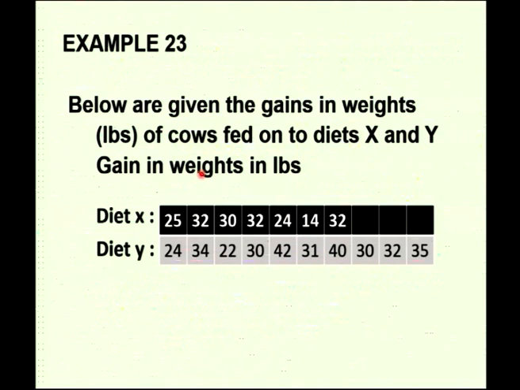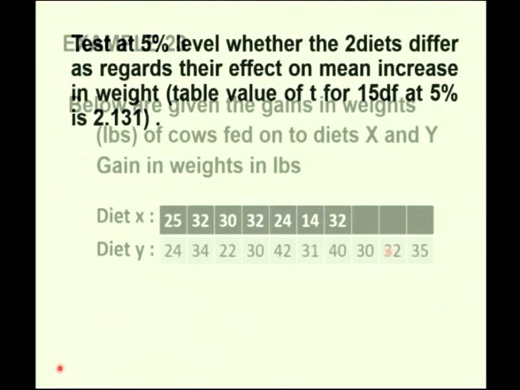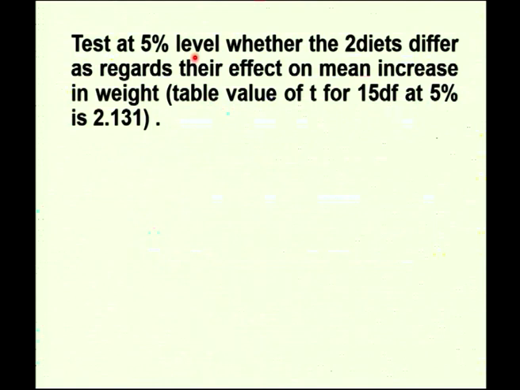Next example: below are given the gains in weights of cows fed on diets X and Y. The gain in weights in pounds for diet X is 25, 32, 30, 32, 24, 14 and 32. Diet Y is 24, 34, 22, 30, 42, 31, 40, 30, 32, 35. The question is, test at 5% level whether the two diets differ as regards their effect on mean increase in weight. Table value of T for 15 degrees of freedom at 5% is 2.31.